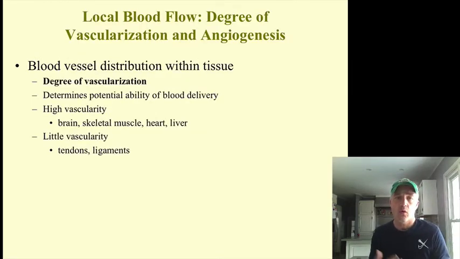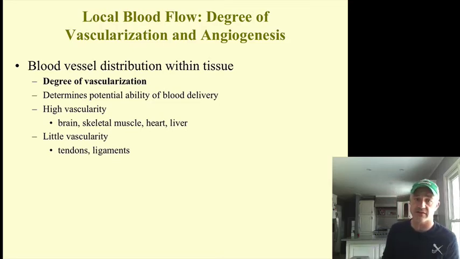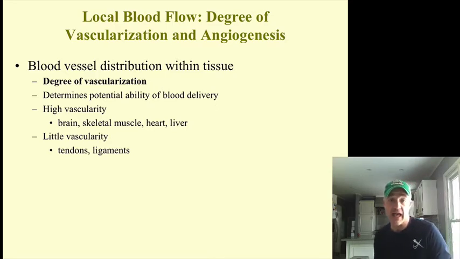So one of the things that is obviously going to be a big deal in terms of local blood flow to a particular tissue is going to be how much vascularization. Things that have a lot of blood supply obviously are going to be perfused much better. So things like skeletal muscle, like the heart, like our brain, these have a large number of blood vessels, and because of that, generally are going to get a large flow of blood into those areas.